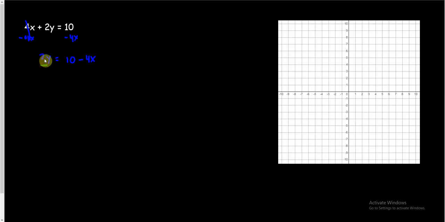So I need to divide by 2 on this side. So I need to divide everything by 2 on this side. Okay, notice I'm dividing everything by 2. 2 divided by 2 divides out to 1, so it's gone. Y is equal to 10 divided by 2 is 5. Bring down your, well, negative 4 divided by 2 is negative 2. And don't forget the x is with that. Okay, awesome. So there we go.